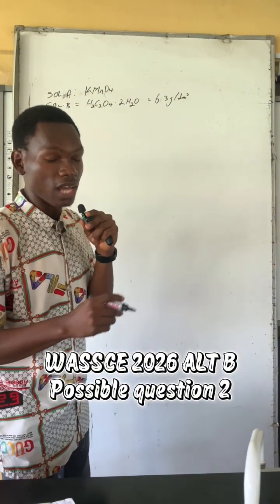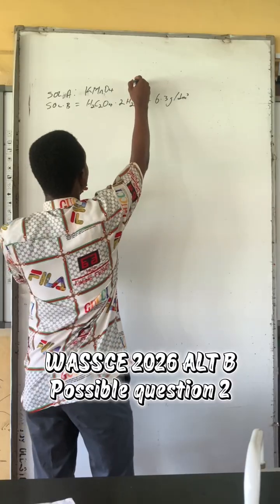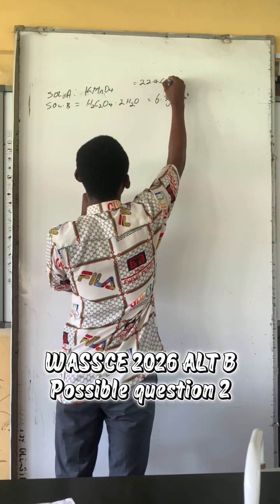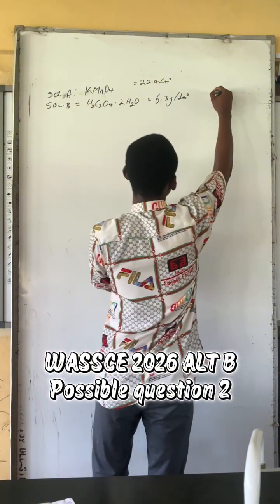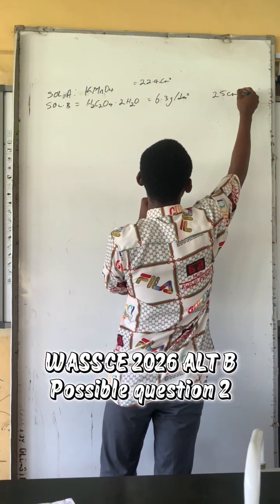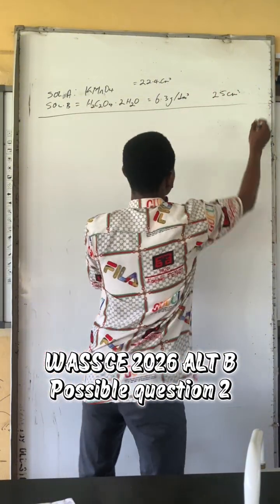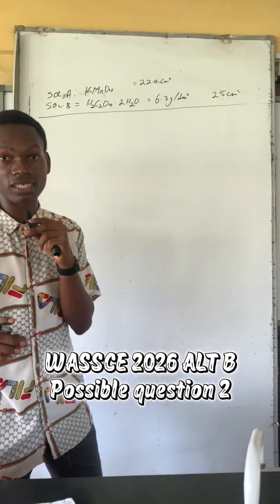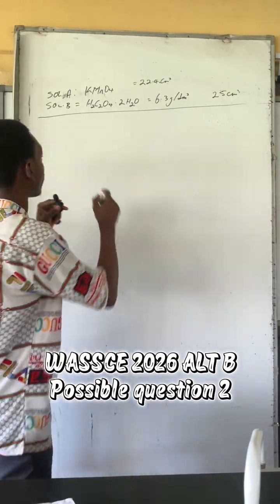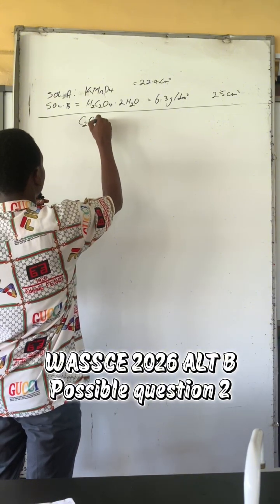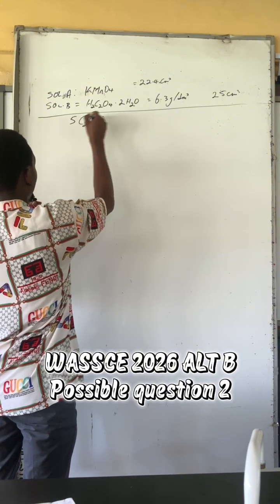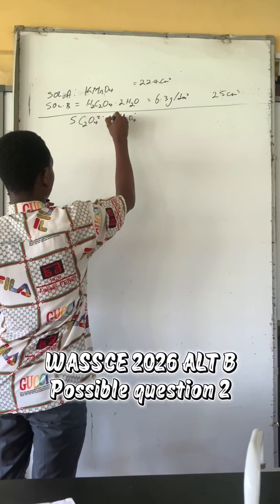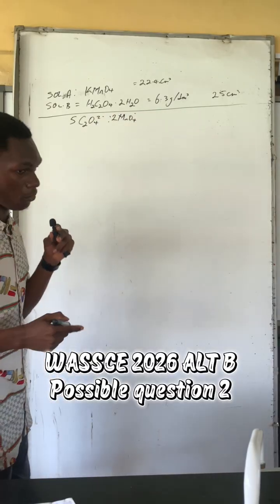And now we are told that after the titration, 22.4 cm cube of A was obtained, and we used 25 cm cube of B. The ratio between the oxalic acid and the KMnO4, we are told, is 5:2. This is the ratio between both of them because we need that ratio.